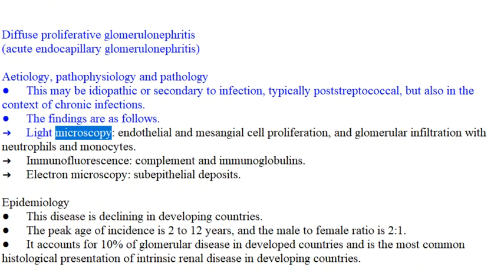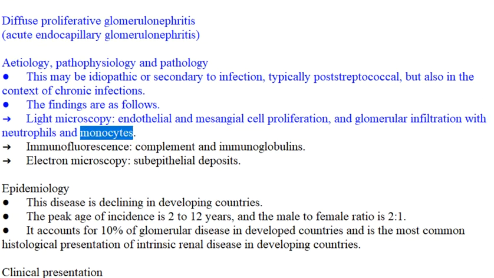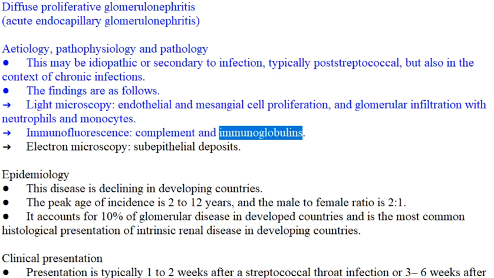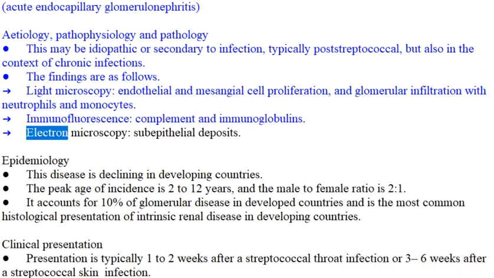Light microscopy: endothelial and mesangial cell proliferation, and glomerular infiltration with neutrophils and monocytes. Immunofluorescence: complement and immunoglobulins. Electron microscopy: subepithelial deposits.